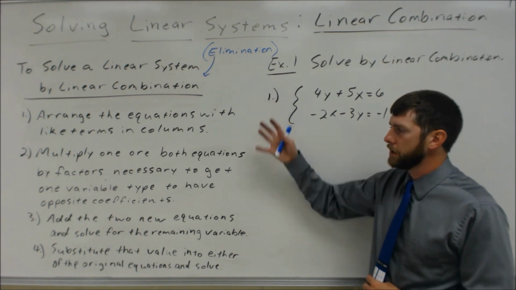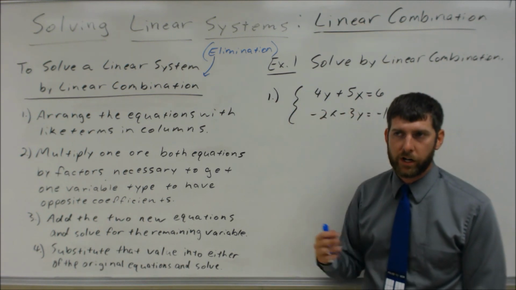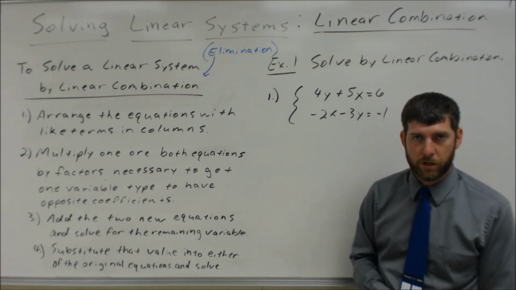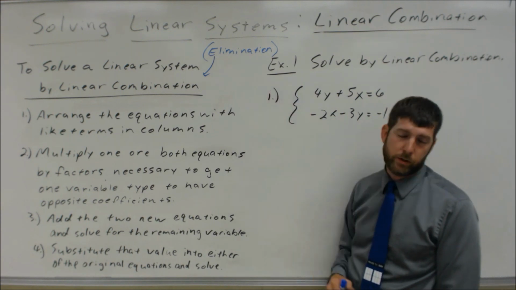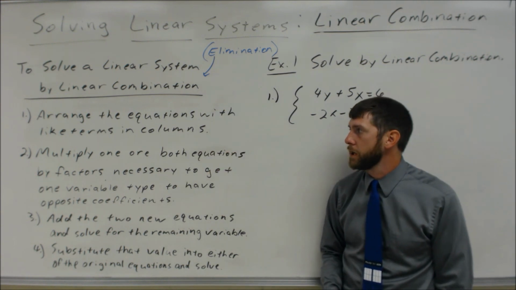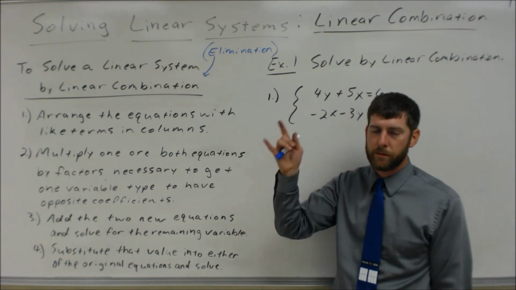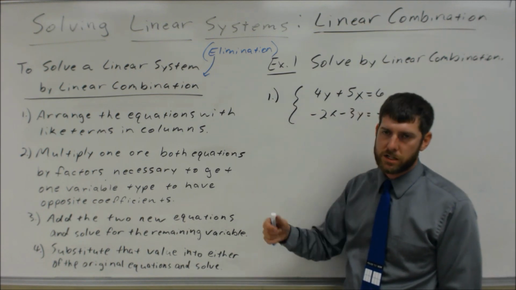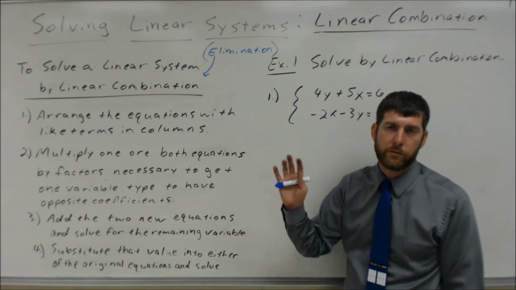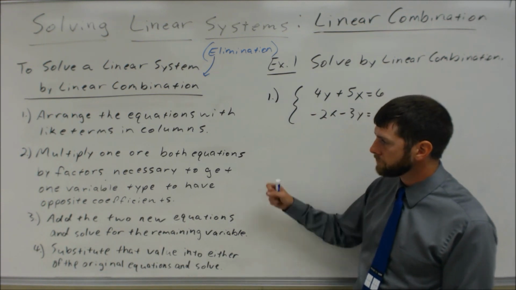So linear combination is a neater technique when I don't have an easy variable to isolate, like we do in most substitution problems. So we're going to go through and use our linear combination steps. First thing we're going to do is arrange the equations with like terms in columns. Get all my x's lined up, all my y's lined up, and my constants all moved to the other side of the equal sign, or whatever my variables happen to be. Like terms all lined up.